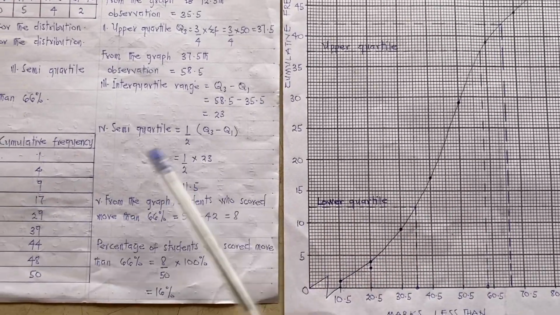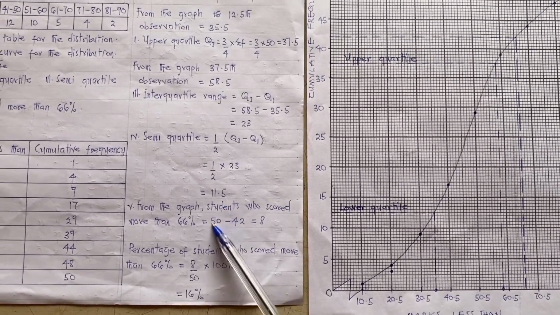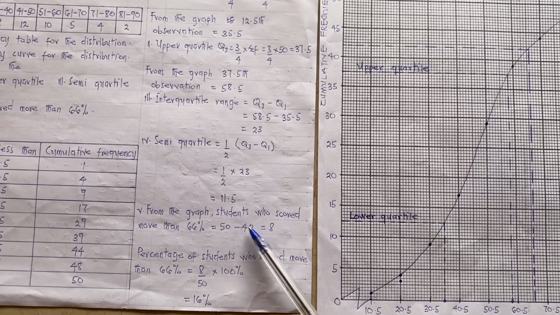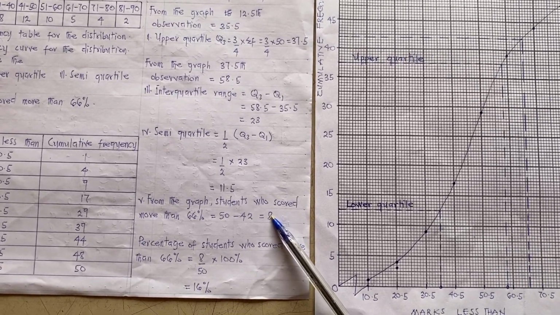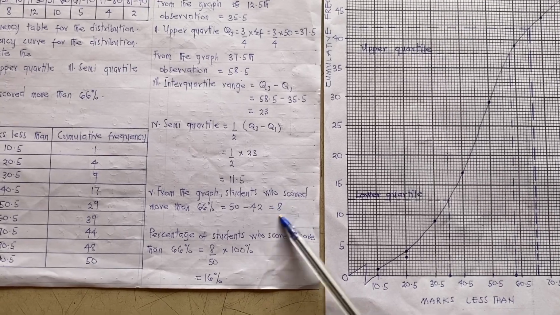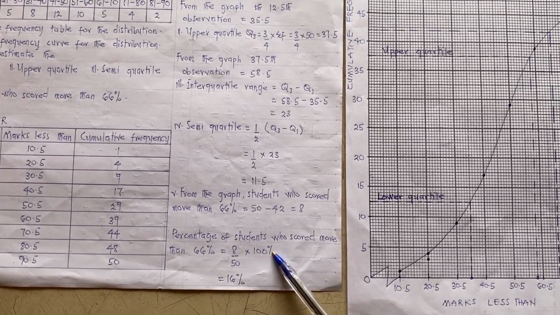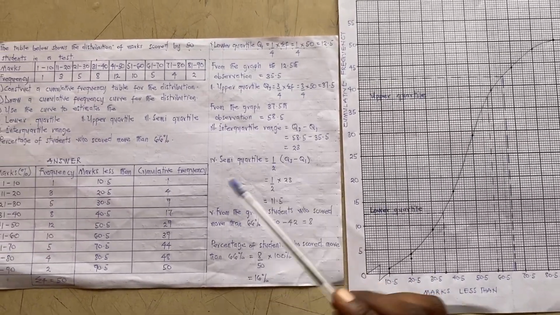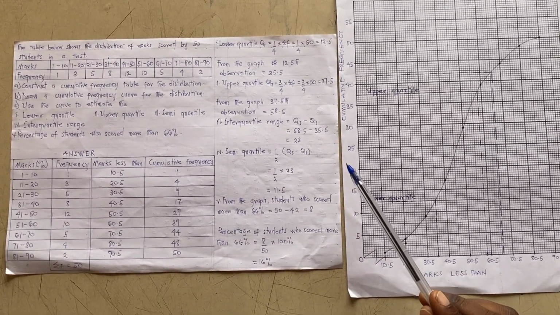So that 42 we are going to subtract from the total frequency, which is our 50. When we subtract it, we are going to get 8. And we are looking for percentage, so this 8 divided by 50 multiplied by 100% will give us 16%. So this is how we can answer some few questions using our cumulative frequency curve. Thank you.